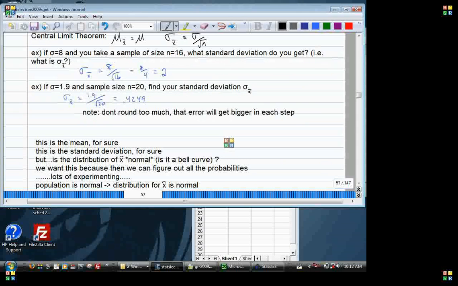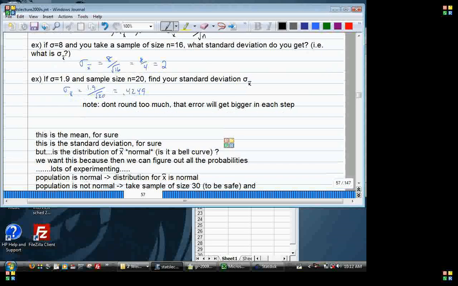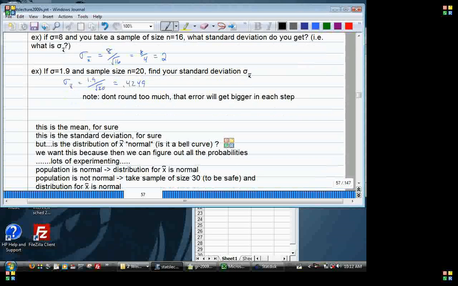It turns out that if your sample is big enough, the distribution for x bar is normal. How big? In practice, it varies a little bit, but to be on the safe side, we just say 30. So if your sample size is at least 30, then we say the distribution for x bar is normal. Definitely.